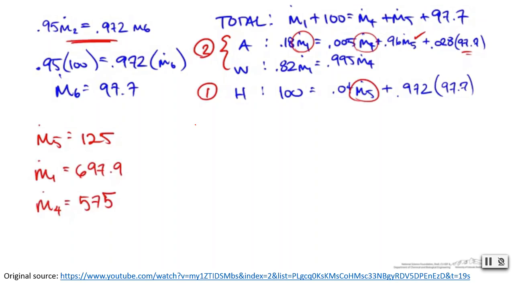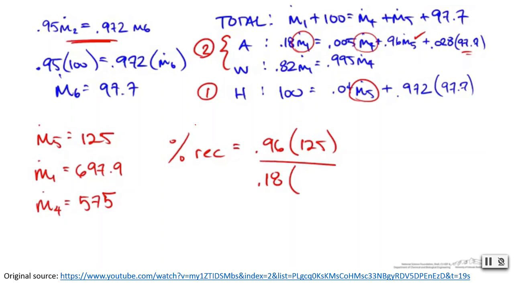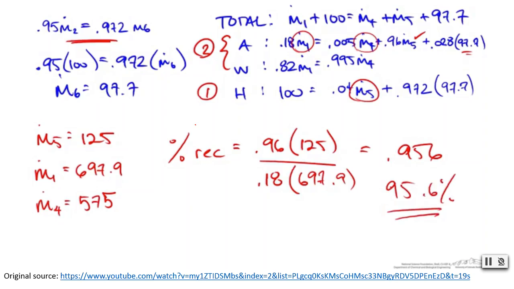With all of our remaining unknowns calculated from the mass balances, we can finally calculate what we ultimately want, which is the recovery of acetic acid in the distillate. So mathematically, we can write that the percent recovery is equal to the concentration in the distillate times the flow rate, which was M5, divided by what went into the feed. And the composition that was given originally was 0.18, and our flow rate for M1 is 697.9. So if we calculate that out, the recovery is 0.956, or in percentile, we have 95.6% of the acetic acid is recovered in the distillate.